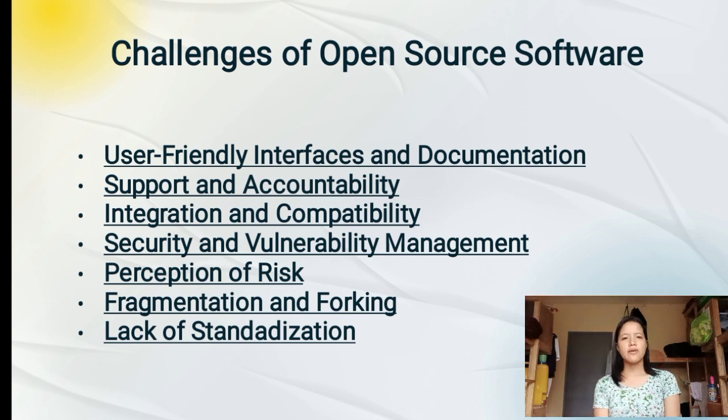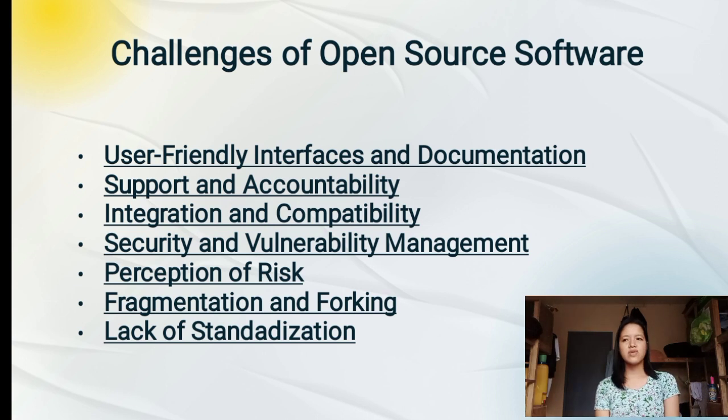Fragmentation and forking. The open nature of open source software can sometimes lead to fragmentation or forking, where different versions or variations of a project emerge. Forking can result in fragmentation of the community, divided efforts, and potential compatibility issues. However, forking can also be a way to foster innovation and address diverging goals or visions within the community.